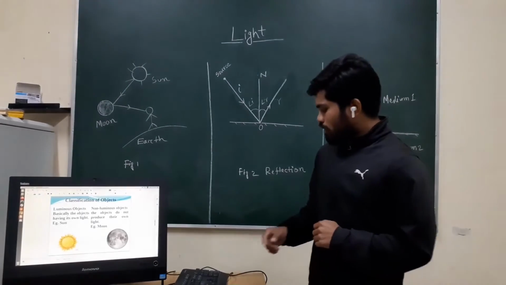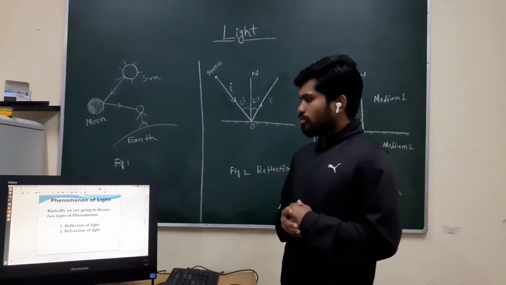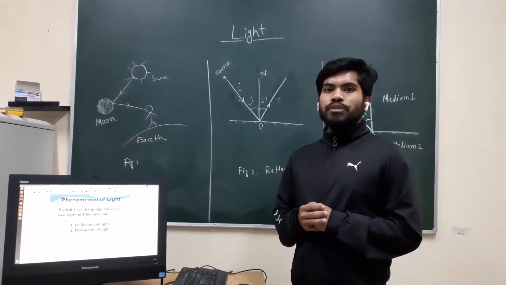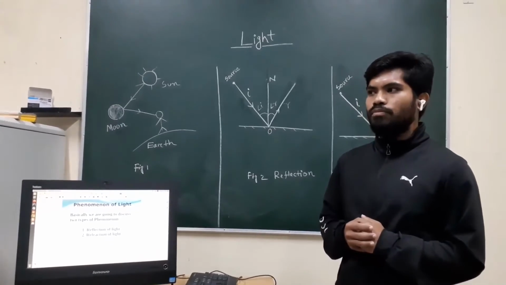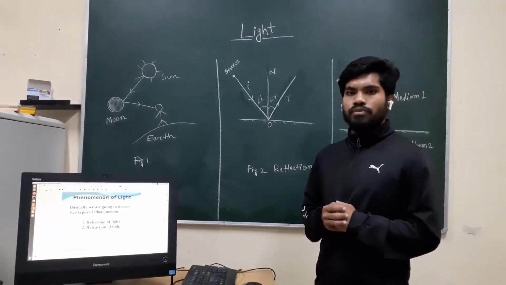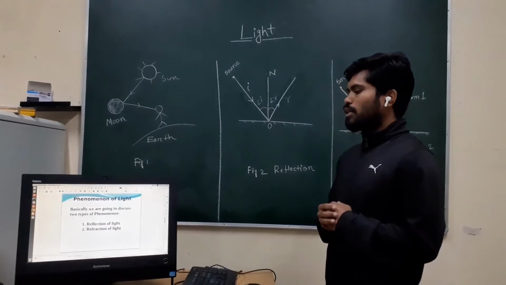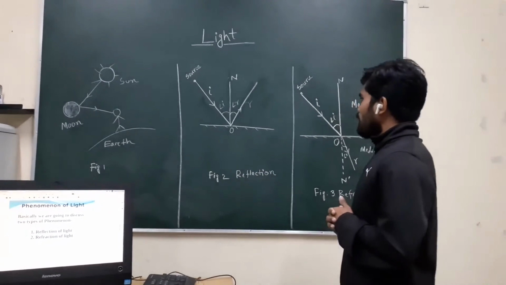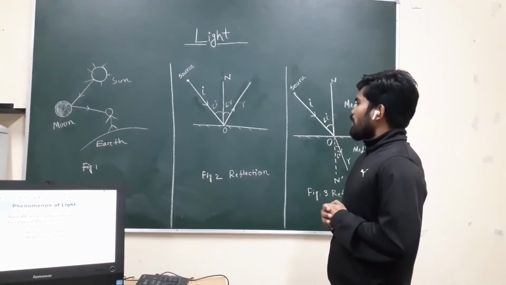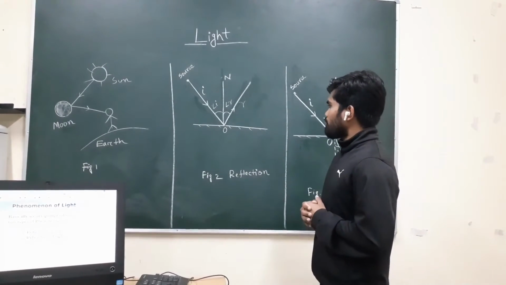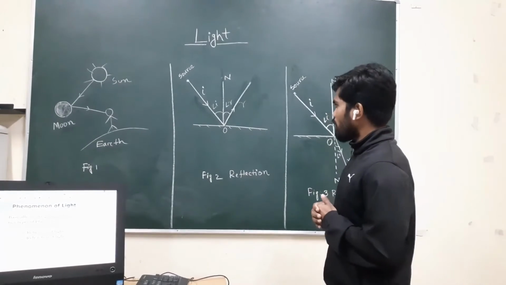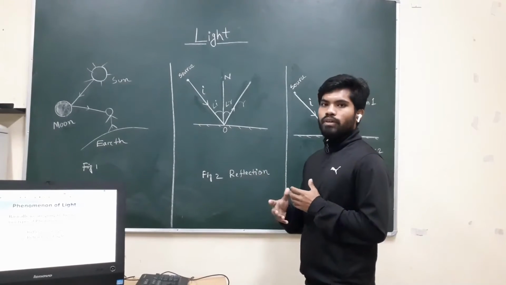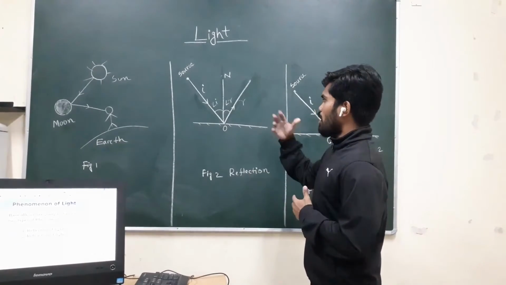Now let's come to the next topic, that is phenomena of light. We have various phenomena of light. Out of that we are considering two types, that is reflection and refraction. Now come to figure number 2. Here we are drawing a reflection of light. Reflection means the bouncing back of a ray of light to its same medium.